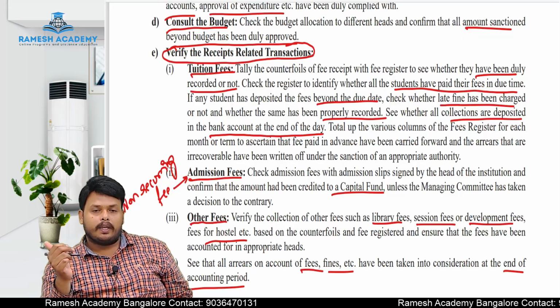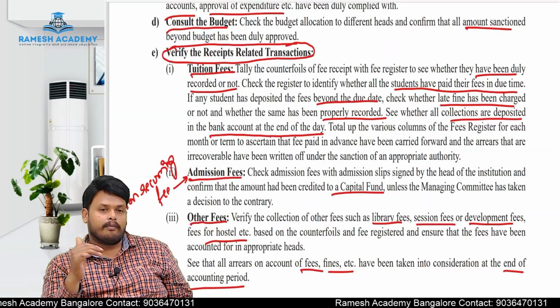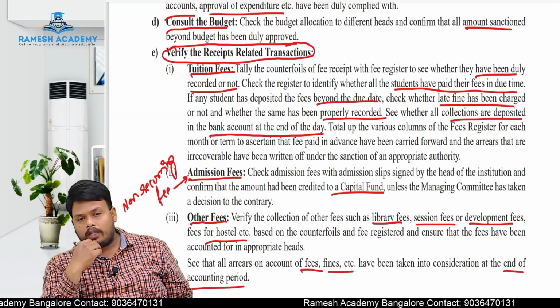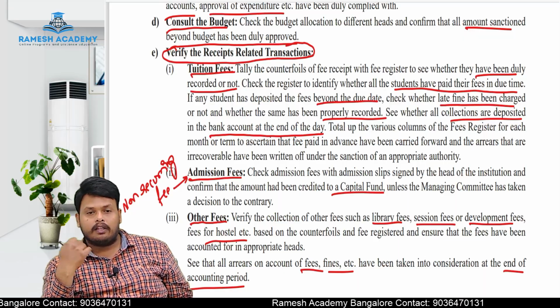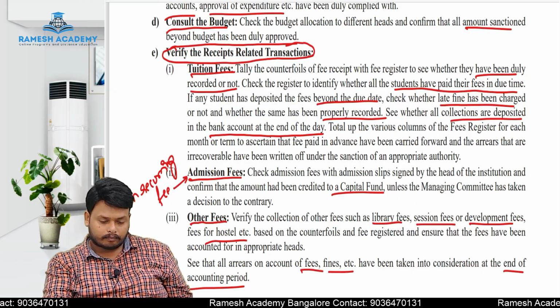If any student is paying beyond the date, whether they are levying late fines and collecting from the students or not. Whatever the amount they are collecting from the students, whether they are depositing on regular basis or not. All these things the auditor has to verify.